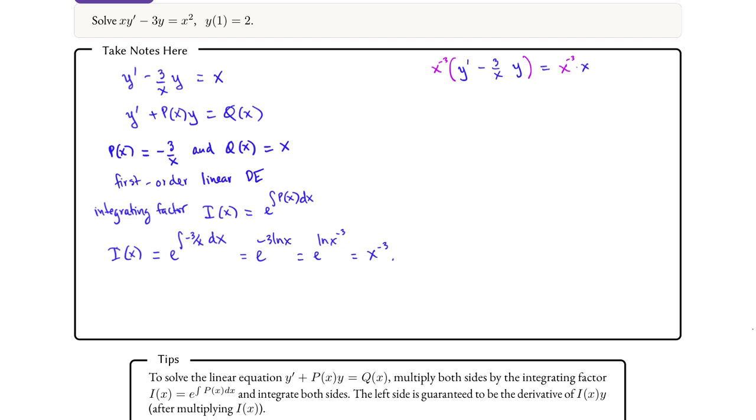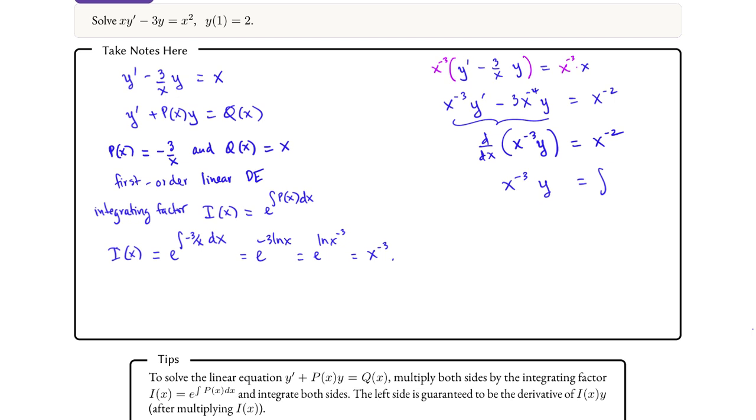And then we simplify it, but we guarantee that the left-hand side is the derivative of the integrating factor times y, which is this. Notice that if we were to take the derivative implicitly, we will get x to the negative 3 y' - 3x to the negative 4 y. And so x to the negative 3 y must be the integral of x to the negative 2 dx, which is -1/x + c.